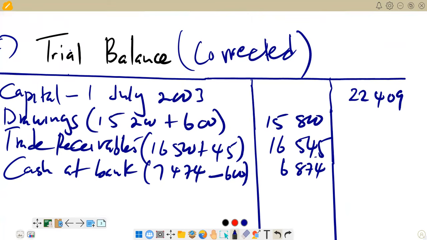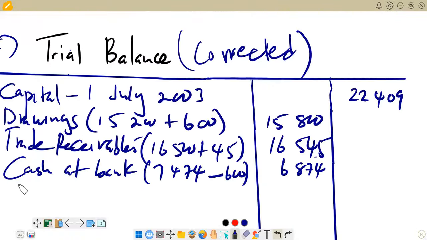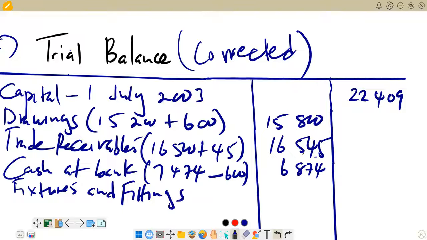Then after cash at bank, we check what we have. We have fixtures and fittings, 8,400. You see that we do not have anything in the journal entries that is affecting fixtures and fittings, so you can just put 8,400. Fixtures and fittings, the amount that we have is 8,400. This one is a non-current asset, so it comes on the debit side. And then we go to the next one that we have in the question.